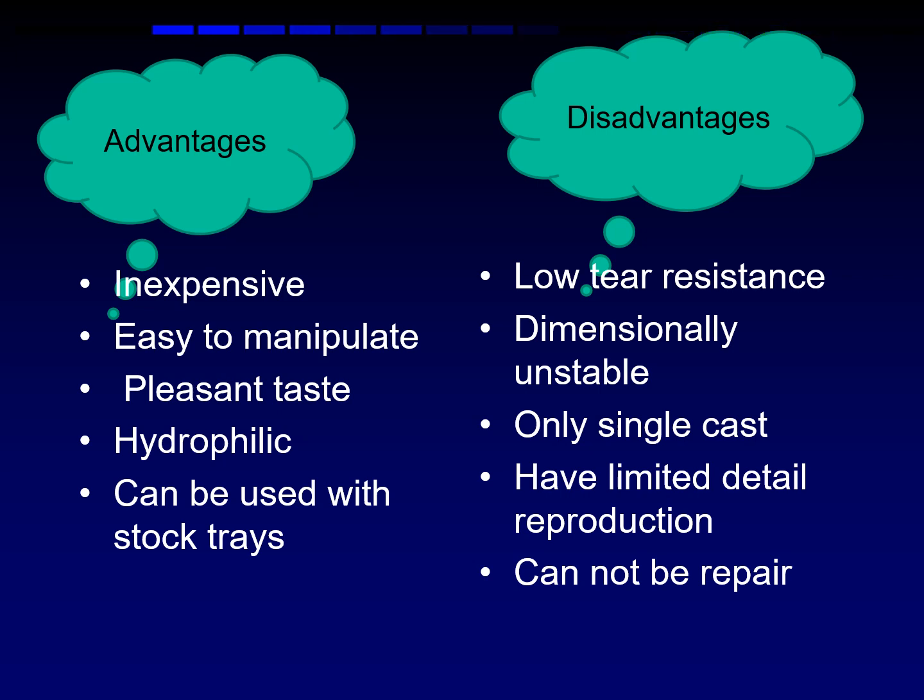What are the advantages? It is a very inexpensive, very cheap material. We can easily manipulate it. It has a pleasant taste, and is hydrophilic. It can be used with stock trays. And the disadvantages are, as I already mentioned for all the hydrocolloids, low strength leads to less tear strength, and it is dimensionally unstable due to imbibition and syneresis phenomena. We can make only one cast. It has limited detail reproduction. It cannot be repaired.